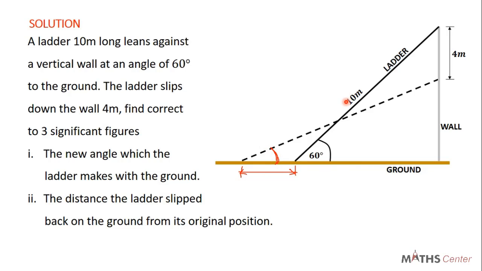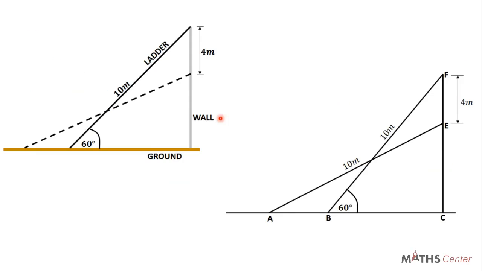So this is our diagram for the question. To make it simpler, I'm going to use straight lines to represent all the lines that we have here. So this is the ladder, 10 meters. Remember that when it slipped down, the length of the ladder will not change. So it will still be 10 meters because it's the same ladder. Then this is the wall, and this is the ground. I'm going to use these alphabets to name the points. So I'll call this point A, here point B, here point C, E, F.